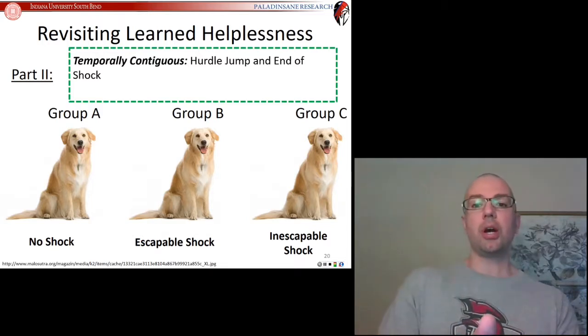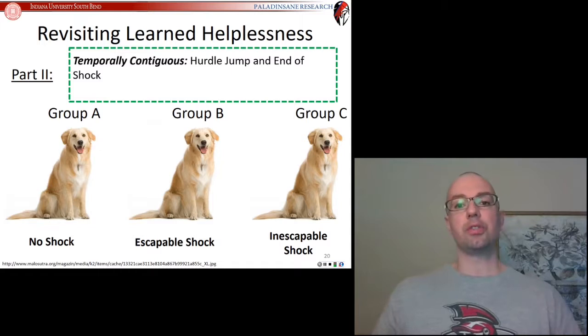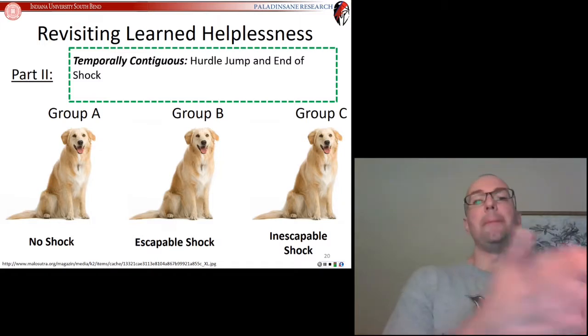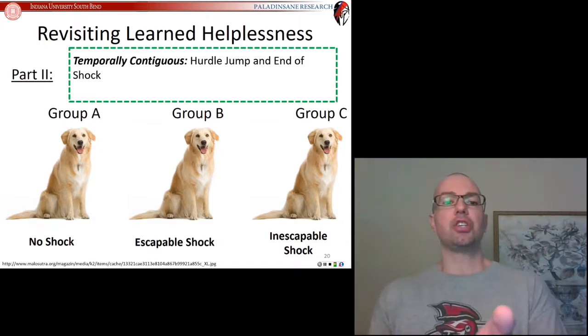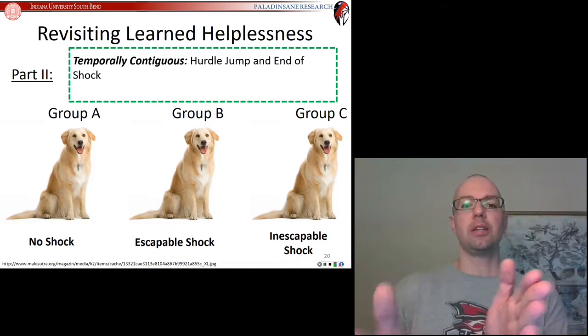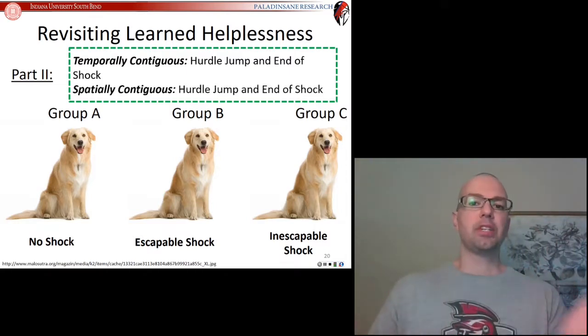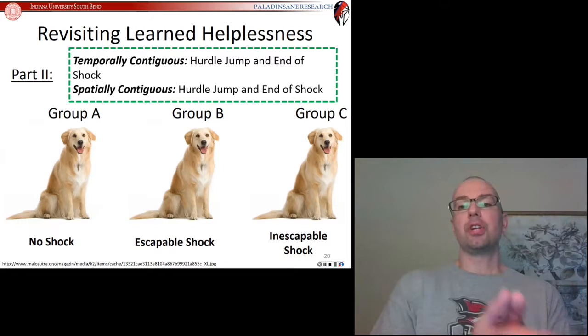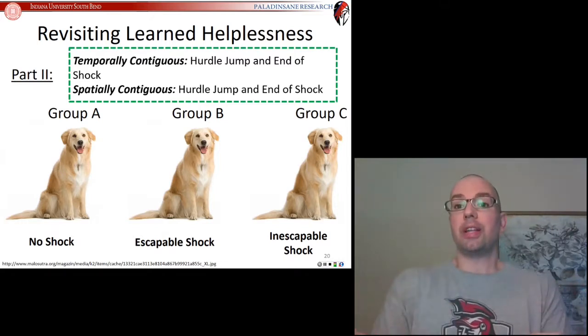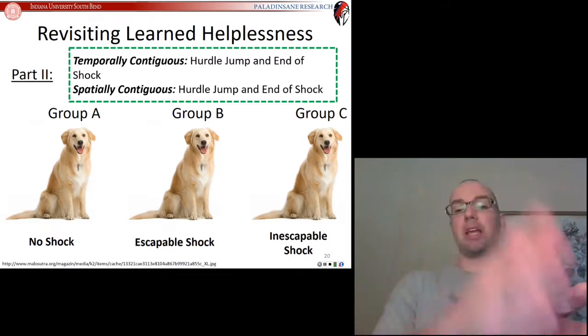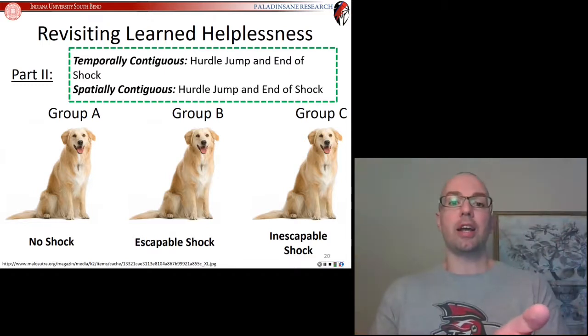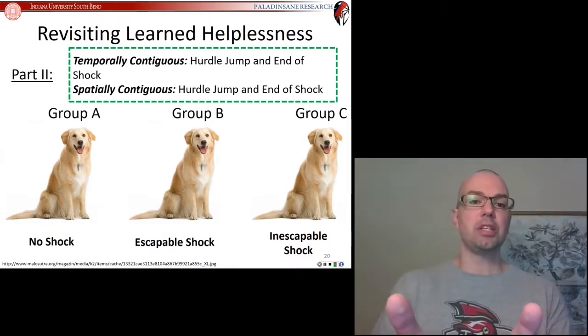All right, part 2, temporally contiguous, the hurdle jump and the end of the shock. So as soon as you jumped that hurdle, the shock was over. So the event of the hurdle jump immediately caused an end to the shock. Those would be temporally contiguous. And spatially contiguous, the hurdle jump and the end of the shock also were occurring in the same place. So literally the same place that you jumped was where the shock ended. So that would be spatially contiguous.